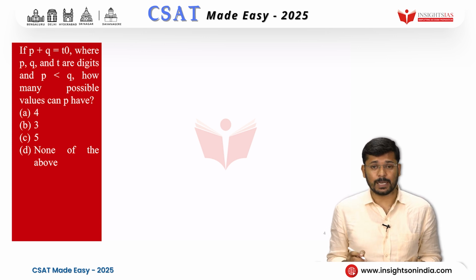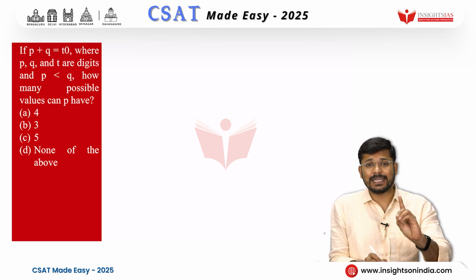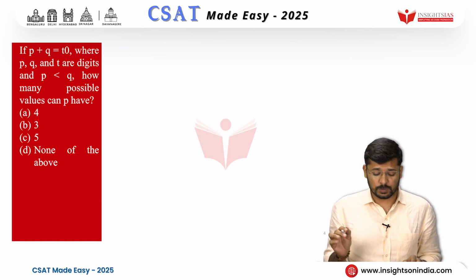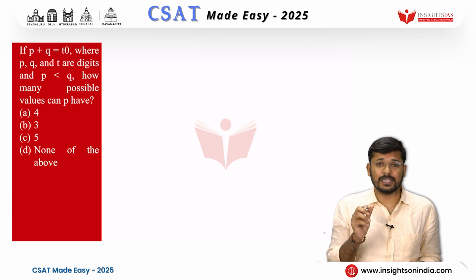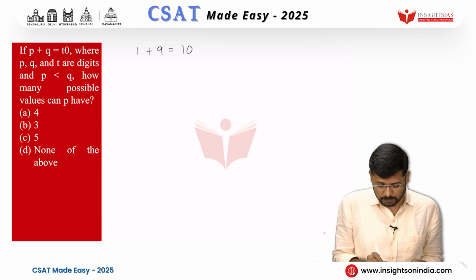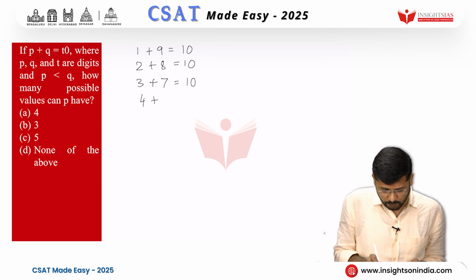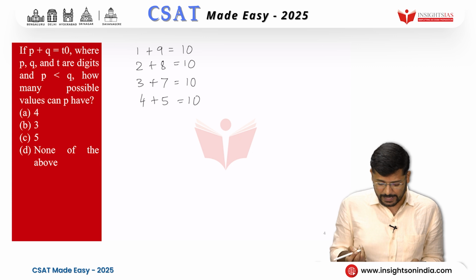Now, let us see how this happens. Again, we have already established that T0 can only be 10, no other value satisfies the condition for T0. So, P and Q can be 1 plus 9 equals 10, then 2 plus 8, which is also equal to 10, 3 plus 7 equals 10, and 4 plus 6 equals 10.